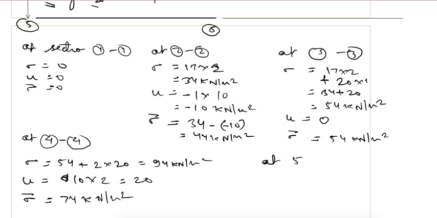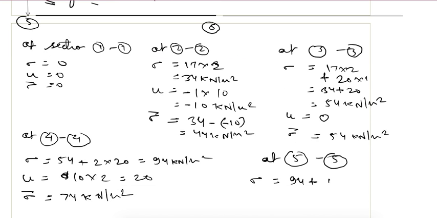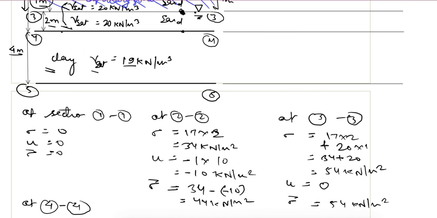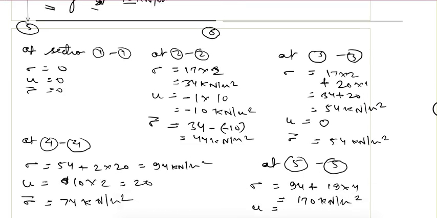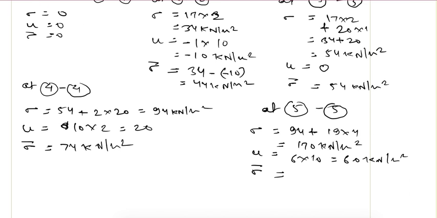Now similarly at section 5, total stress is equal to total stress up to this point, that is 94 plus 19 into 4. So here it comes out to be 170 kilonewton per meter square. And pore water pressure, so the water is there 4 plus 2 meter, that is 6 into 10, 60 kilonewton per meter square. And so effective stress is 170 minus 60, that is 110 kilonewton per meter square.